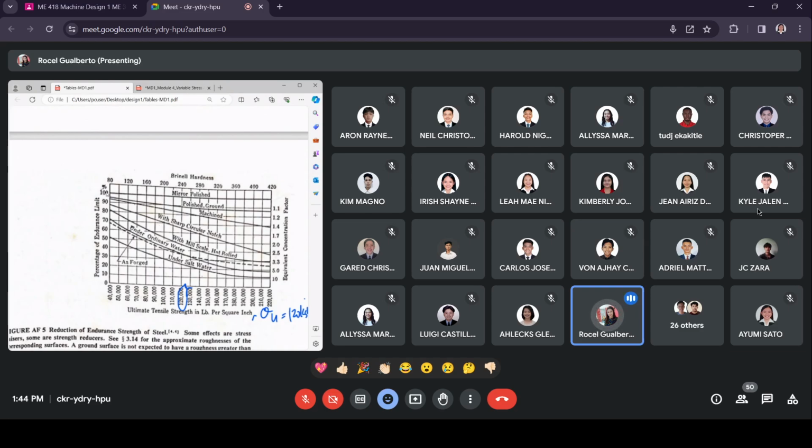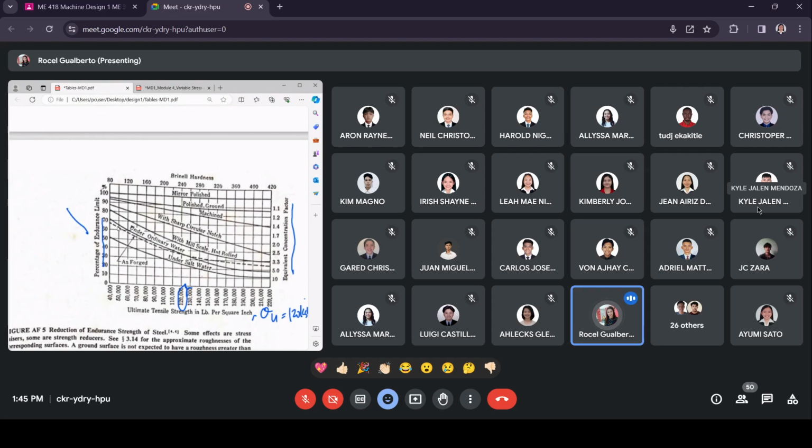We have here two y-axes, this one and this one. The y-axis on the right side is the equivalent concentration factor, whereas the other one is the percentage of endurance limit. So where is the surface factor read? Here, we take the percentage of endurance limit, expressed in percent. So we read it on the left side of our figure.